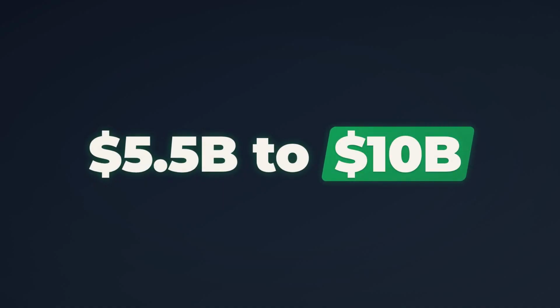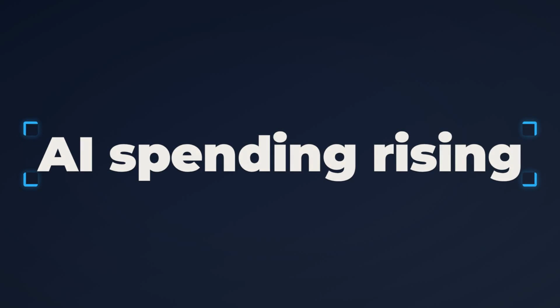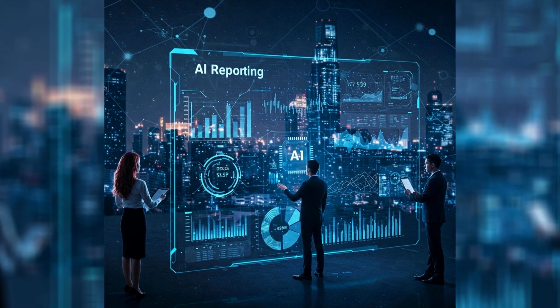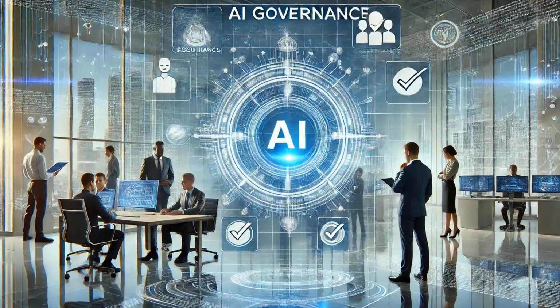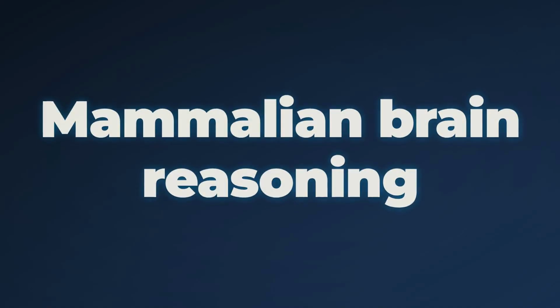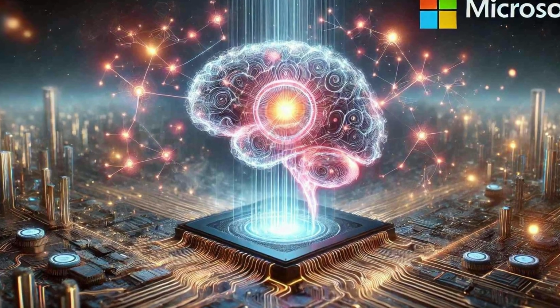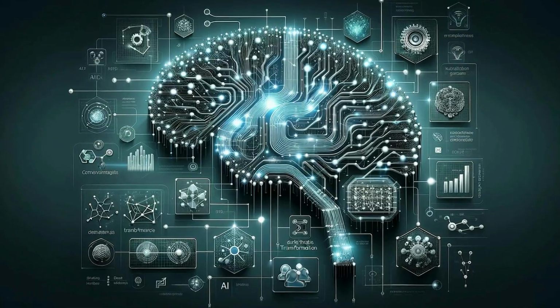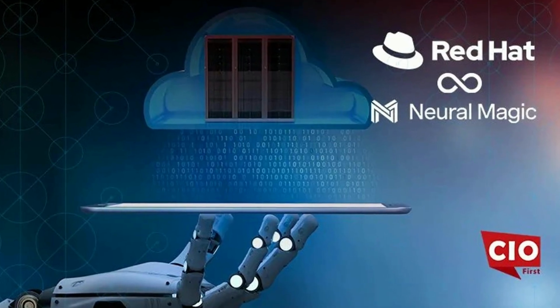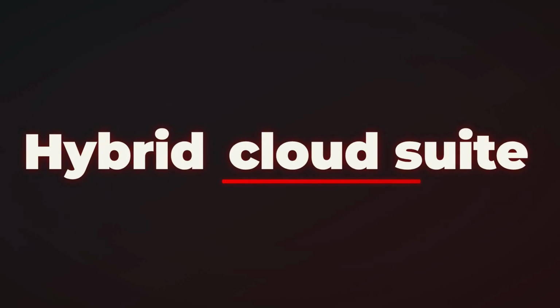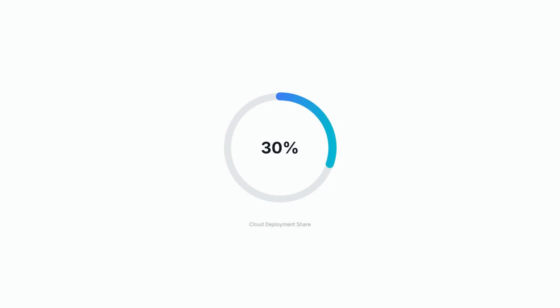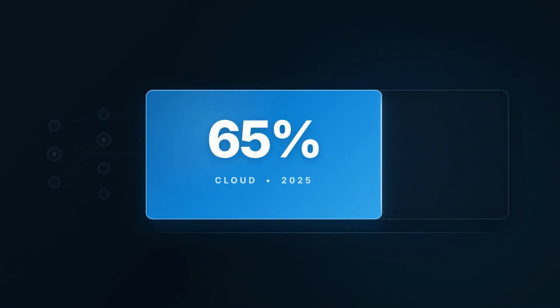OpenAI's revenue jumped from $5.5 billion in December 2024 to $10 billion in June 2025. Enterprise generative AI spending is rising 30% in 2025 as mid-market firms adopt managed platforms. In March 2025, Microsoft collaborated with Inait to create AI models that emulate mammalian brain reasoning. Red Hat purchased Neural Magic to add optimized inference libraries to its hybrid cloud suite. The cloud deployment segment represented approximately 65% of the neural network market share in 2025.